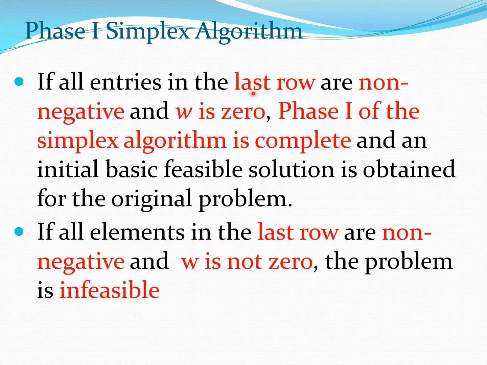Now if all the entries in the last row are non-negative and W is 0, then phase 1 of the simplex algorithm is complete, and essentially you have successfully minimized the function W. And therefore a starting basic feasible solution has been obtained for the problem. Now, if all the values in the last row are non-negative and W is not 0, that can happen in some cases, then the problem is infeasible and therefore you cannot do much about it.